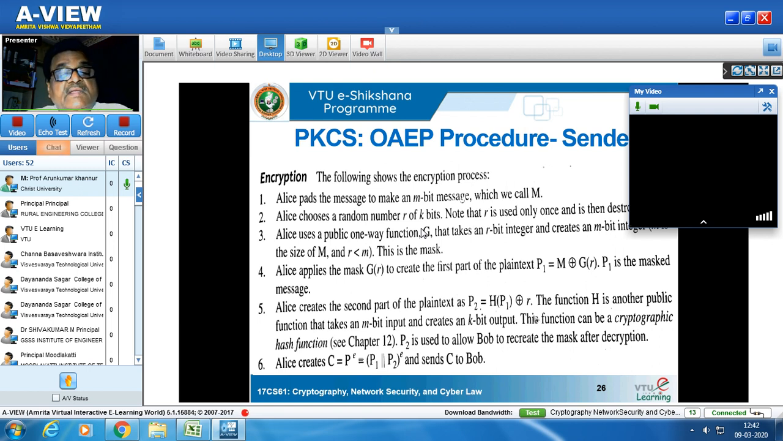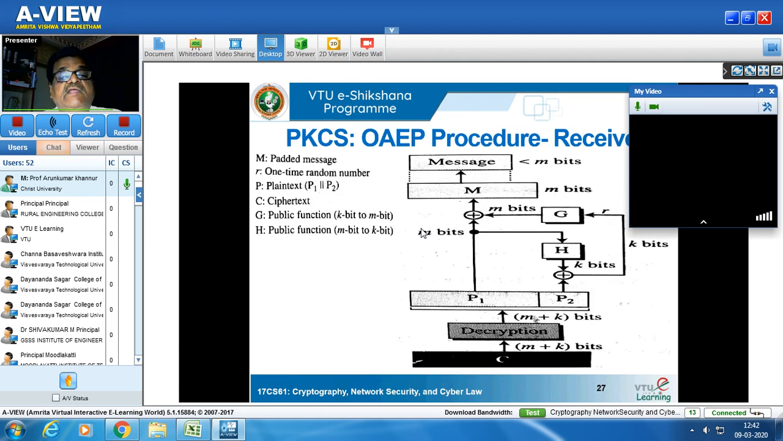Like this, the original message along with padding, by making use of the PKCS format, will be done with the help of a random number R, whose size is smaller than the size of the message. Modulus addition operations will be taking place here, and then we finally get the C value, and this C value is getting transmitted over the insecure communication channel.